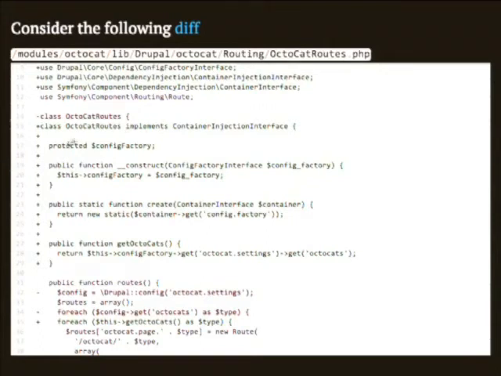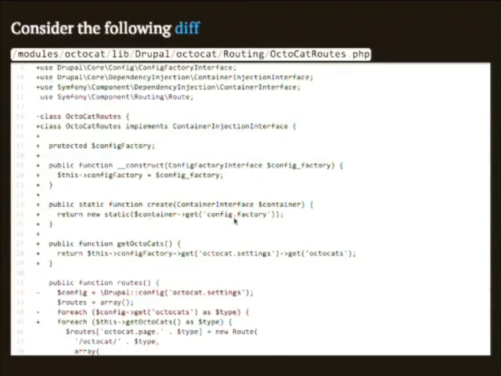I have to set up a protected variable and run my constructor method, which is required to include whatever interfaces I want to include. In this case, I need the config factory, because that's what I'm going to use to call my settings. And then there is this static function create that's required by the interface we're implementing, and that is where we actually set up our container. In this case, we're going to call get on this container object maybe any number of times, but here just once to get the config factory.